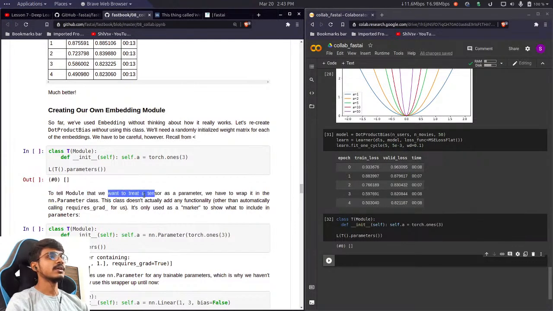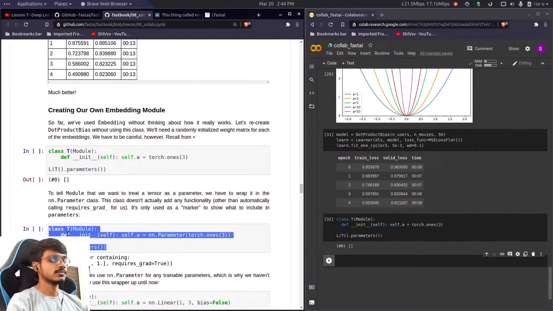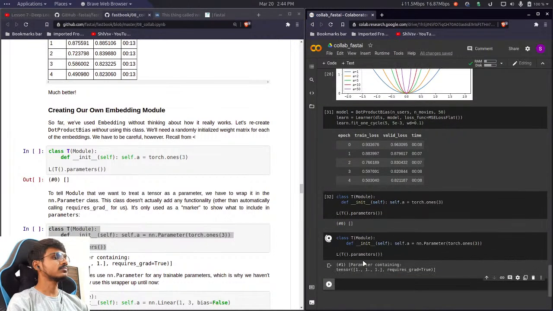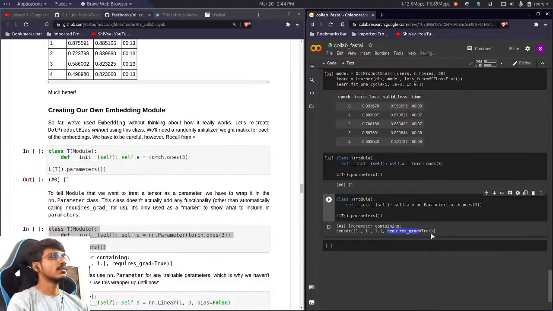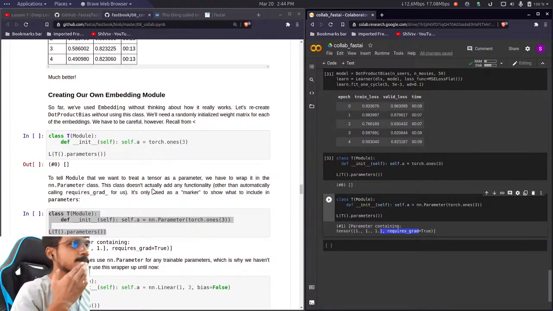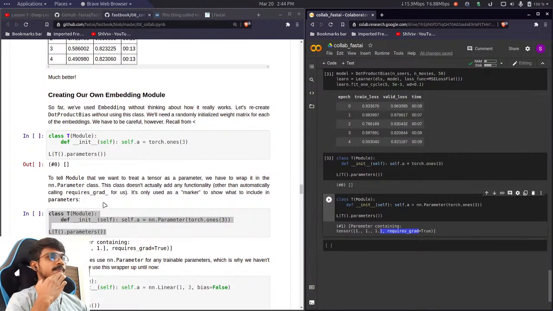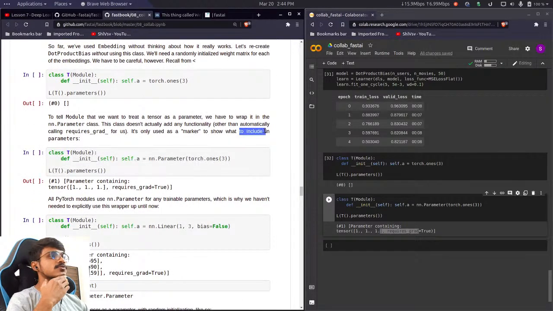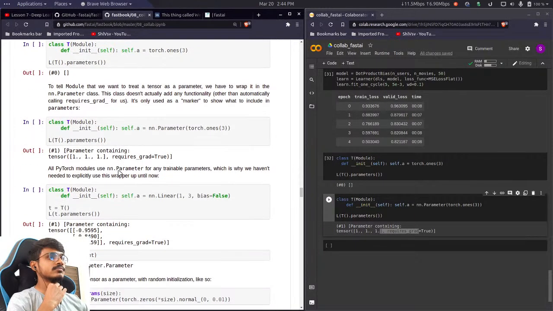To tell the model that we want to create a tensor as a parameter, we have to wrap it in nn.Parameter. Okay, we have to do this. Now it will give us the parameters. Boom, and it also calls requires_grad for us. It's only used as a marker to show what to include in the parameters. All PyTorch modules use nn.Parameter for any trainable parameters, which is why we haven't needed to explicitly use this wrapper until now.